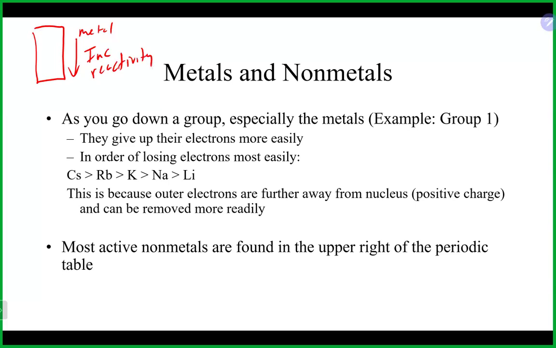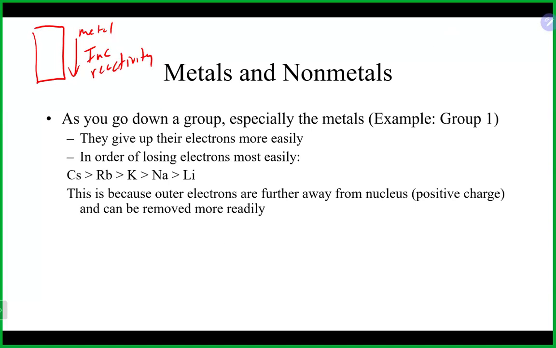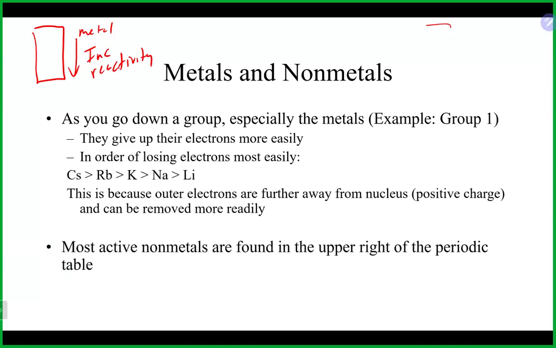So the order of reactivity going down a group for a metal is that reactivity increases as you go down. The opposite is true for our nonmetals, which are on the upper right of the periodic table over here. And what we saw with group 7, for example, is reactivity increases going up.